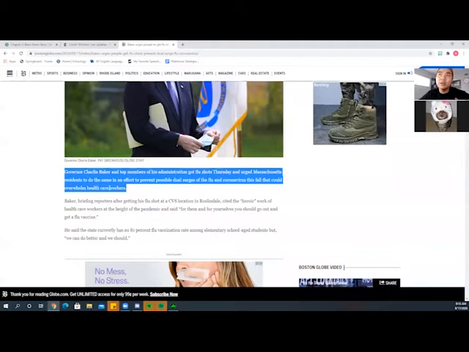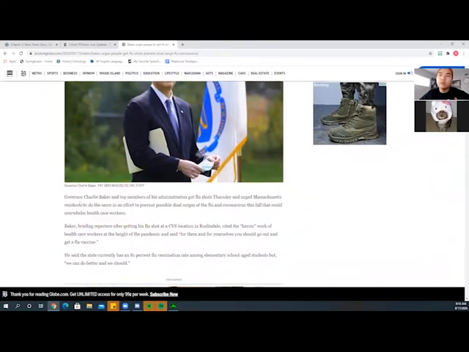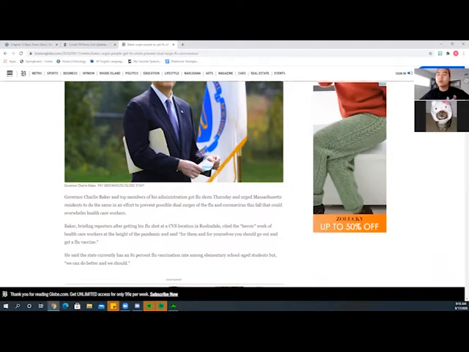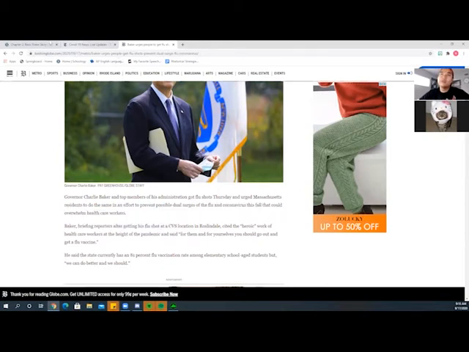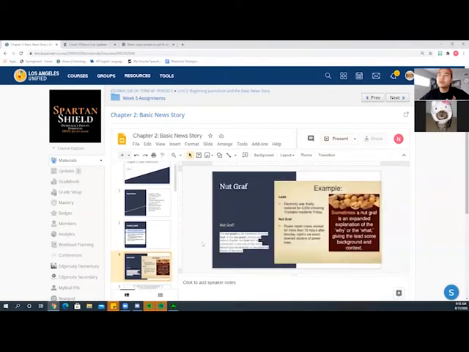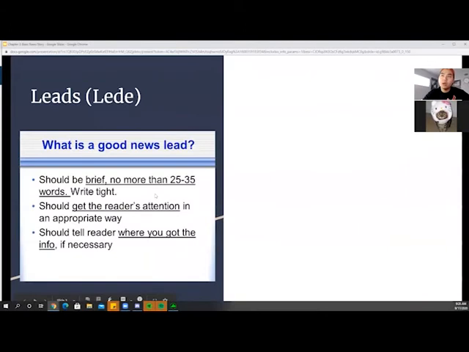All right, so in this article, we have the same thing. Our lead has everything we need to know. We have our who, Governor Charlie Baker and top members. We have our what, they got flu shots, and they urged Massachusetts to do the same. Where, Massachusetts, and why, same thing. So within that beginning 25 to 35 words, we have everything we need to know. So we start right there. We have that inverted pyramid.